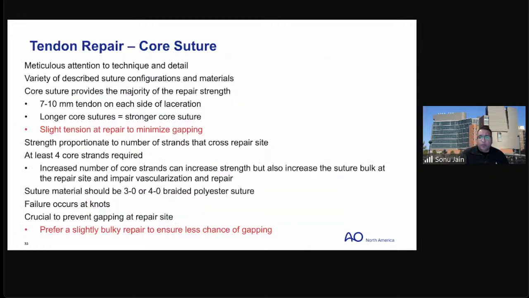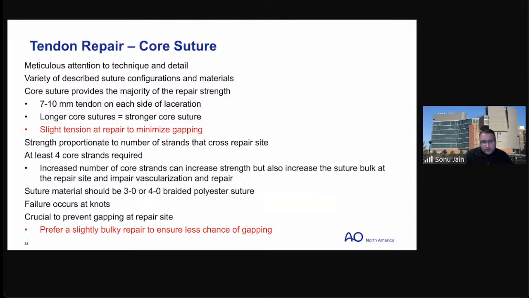So when you are repairing these, you want to have meticulous attention to the technique and detail. Core sutures provide the majority of strength. You want to grasp at least 7 to 10 millimeters on each side. You want to use larger core sutures, which will equate to stronger core sutures. And you want slight tension at the repair to minimize gapping. So you want them bunched up a little bit. You don't want a nice, pretty repair like you're repairing a nerve.